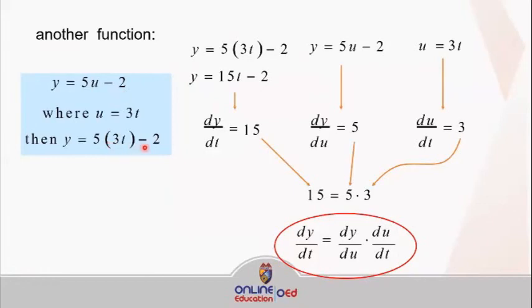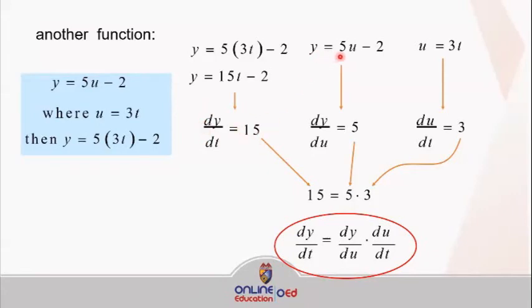And then, i-apply lang ulit natin yung derivation natin. First is we have yung y is equal to 5 times the 3t minus 2. Same lang siya, yung value natin, i-derive natin. So 5 times 3t is we have the 15t minus yung value natin ng 2. And for the derivation of 15t, we have yung 15. And for the negative 2, equivalent lang siya sa 0. Therefore, we have the value of dy over dt is equal to 15.